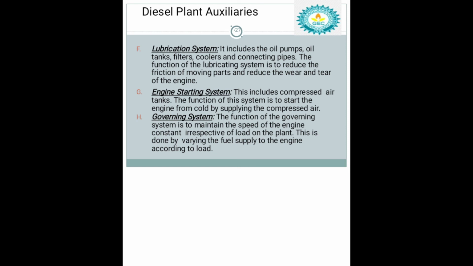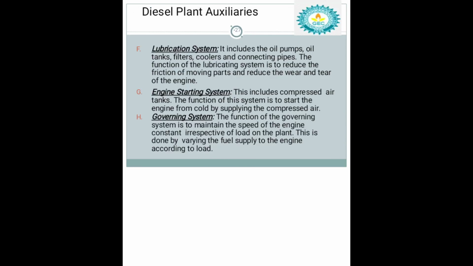Engine starting system. This includes compressed air tanks. The function of the system is to start the engine from cold by supplying the compressed air. Initially, for starting purpose, you use a compressor to start the engine. Governing system. The function of the governing system is to maintain the speed of the engine constant irrespective of load. That is the main point. The main function is to maintain constant speed irrespective of the load on the plant. This is done by varying the fuel supply to the engine according to the load.